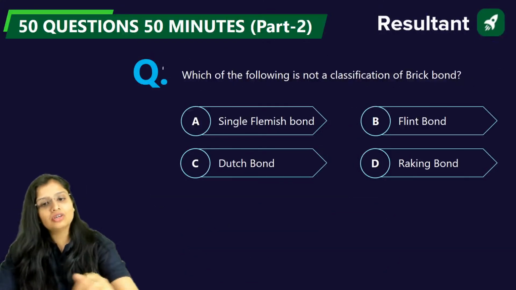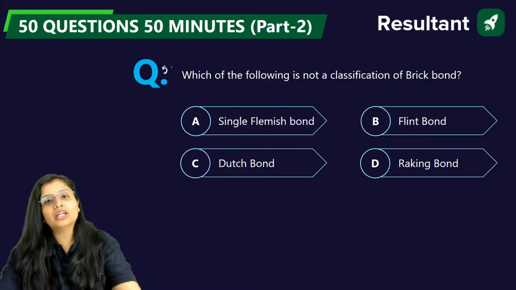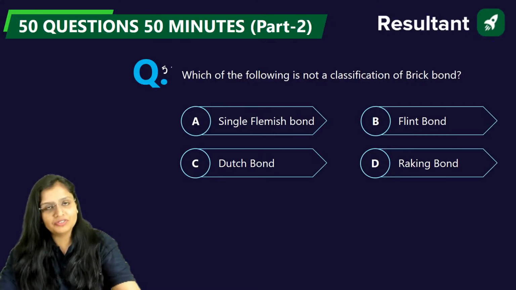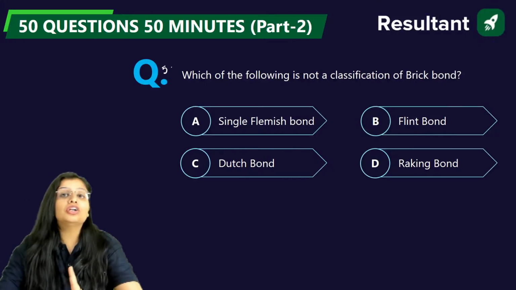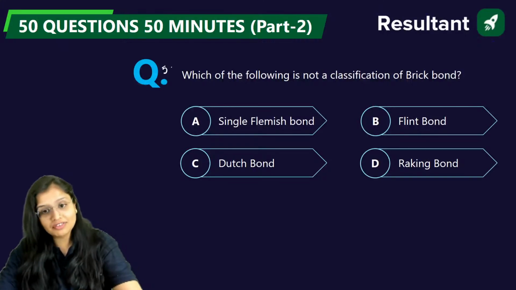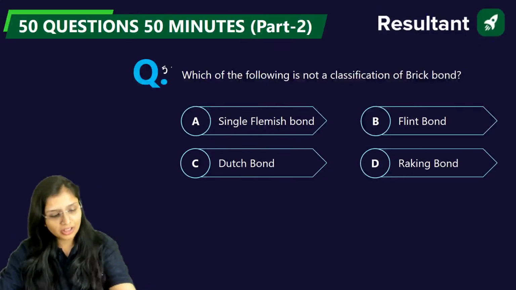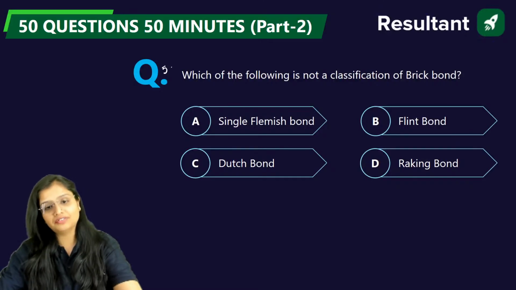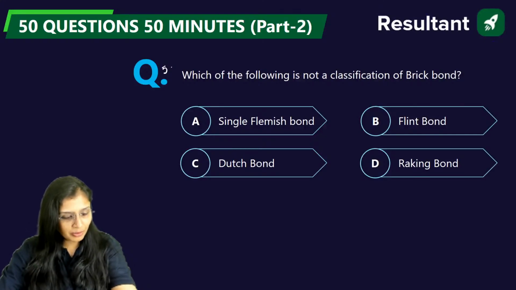Now question number 5. Which of the following is not a classification of brick bonds? We have different types of classification for the brick bond. Which one is not a classification of brick bond? Come on guys. I'm waiting for the answers. You should answer at least. Which of the following is not a classification of brick bond? Come on, be quick.